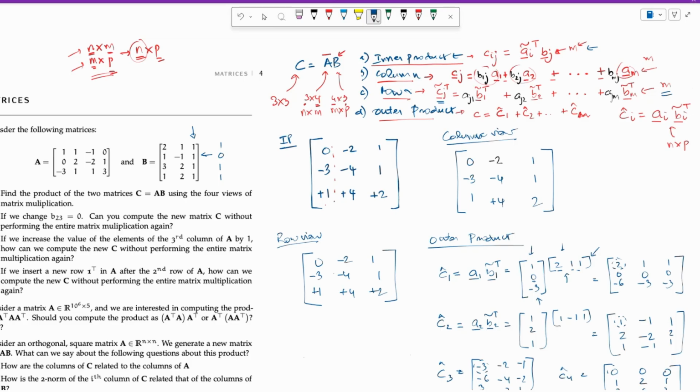In the column view, we're computing the columns of C using the columns of A, taking their linear combination, and the mixture comes from the corresponding column of B. Okay. The columns of C are a linear combination of columns of A. If you change one column of A, right, won't that impact all the columns of C? Here, the jth column depends on the first column, second column, nth column. So every column depends on every column. Every column of C depends on every column of A.